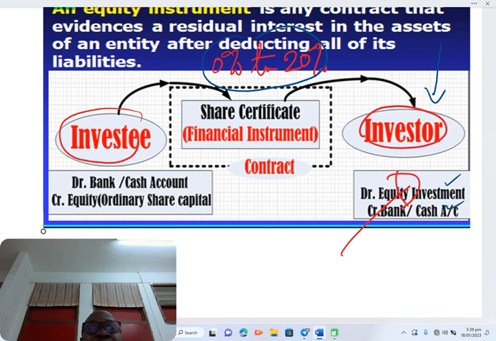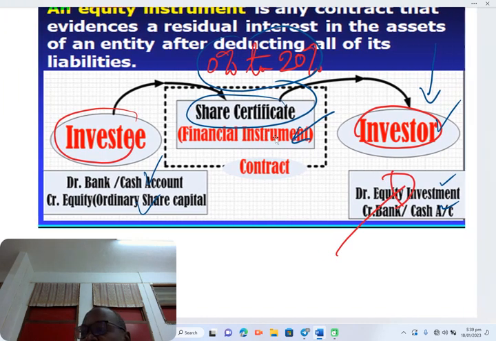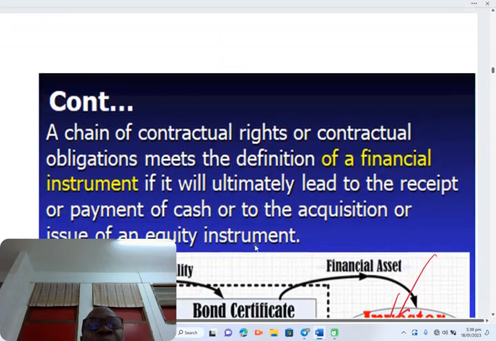Remember this one? Again, the investee is a company which is selling shares. So, in its books, there is ordinary share capital against the bank account. Do you see how it works? So, the share certificate is what we call a financial instrument, because this share certificate provides a right for the investor to receive dividends. Again, it obliges the investee to pay dividends when the board of directors has approved it.